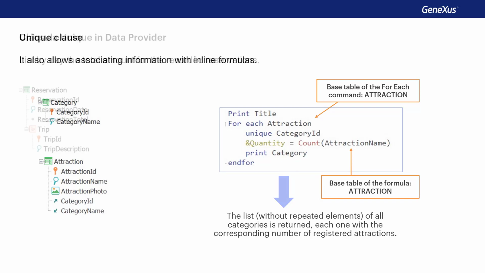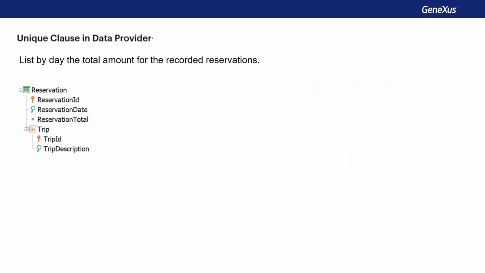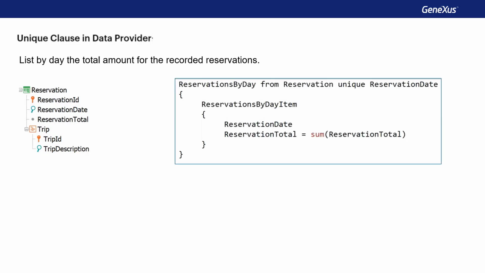Now let's see an example of the use of the unique clause in a data provider. For that, let's consider the reservation transaction displayed. A data provider is needed that returns, per day, the total amounts for tour reservations. We don't want to see the date repeated, so we declare the corresponding unique clause followed by the reservation date attribute. In this way, the data provider will return the set of dates without repeated elements, each one with the accumulated total.